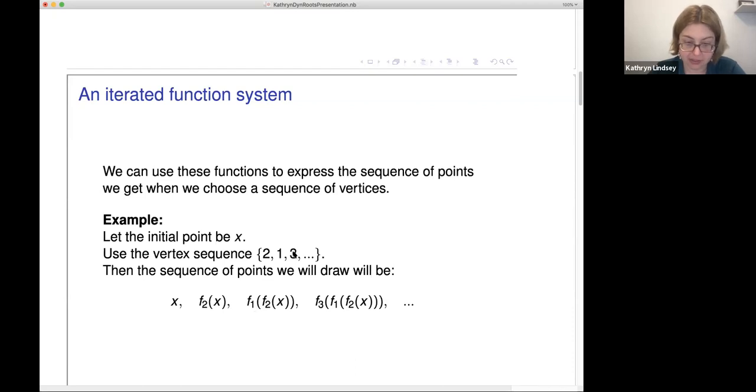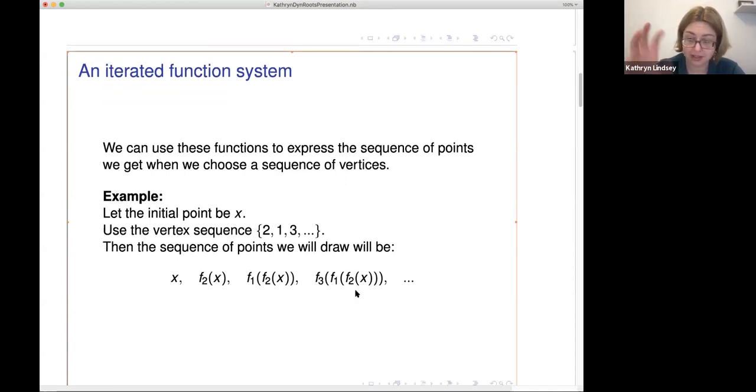Then to go halfway toward vertex 3, we take whatever that point is and we apply f3 to it. And so you could go on and on. So whatever sequence of vertices we choose, we could express it in this way as doing some sequence of these functions.